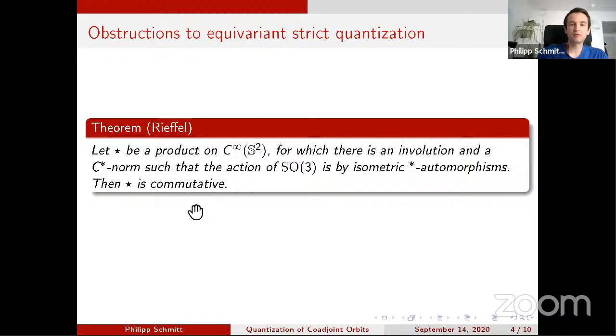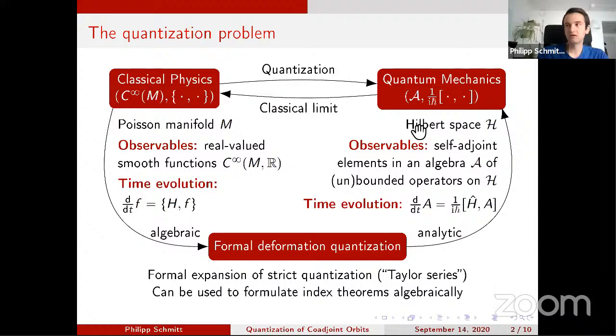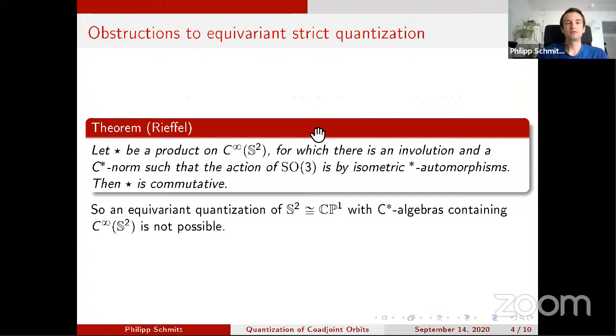In a sense, what this means is whenever we try to construct C-star algebras that contain the smooth functions on the two sphere, and we try to do that equivariantly with respect to this action of SO(3), then these algebras will automatically be commutative. So if we look at the Taylor expansion, all Poisson brackets that we can quantize in this way will automatically be trivial. Or in other words, an equivariant quantization of the two sphere in a C-star algebraic setting, such that all these C-star algebras contain the smooth functions, is simply not possible. Let me say that it's already enough to assume that it contains all the polynomials on the two sphere.